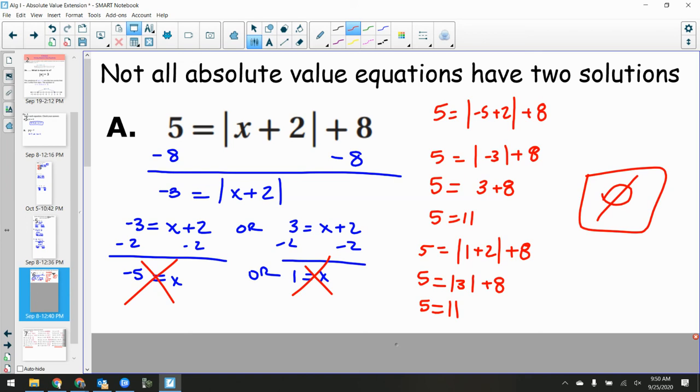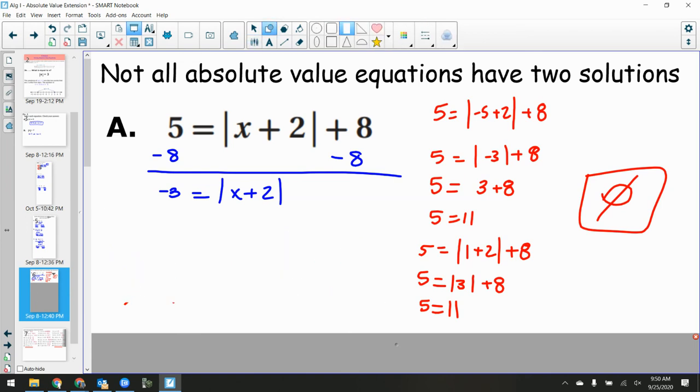Somebody catch it. I know somebody got it last period. There's no solution. Why? No number works. She found it. It's right here. Can an absolute value ever equal something negative? No. Can I ever get out a negative? No. So I could have stopped right here.